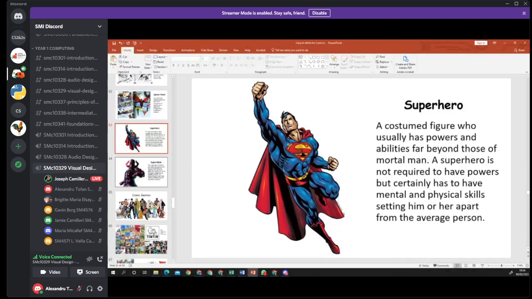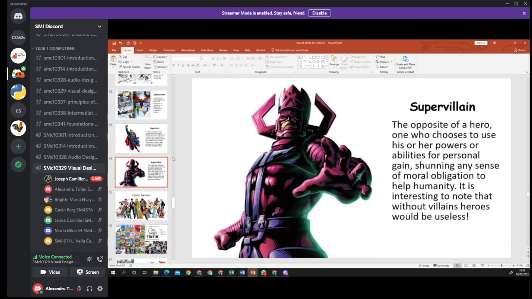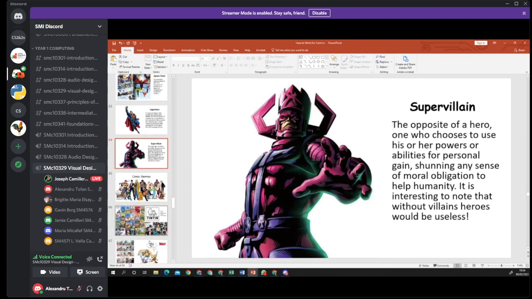Then there's the supervillain, which is the essence of evil, but it doesn't mean that the supervillain again is entirely evil, because as we saw in Thanos, for example, he actually reasoned out why he wanted to destroy a portion of the universe.